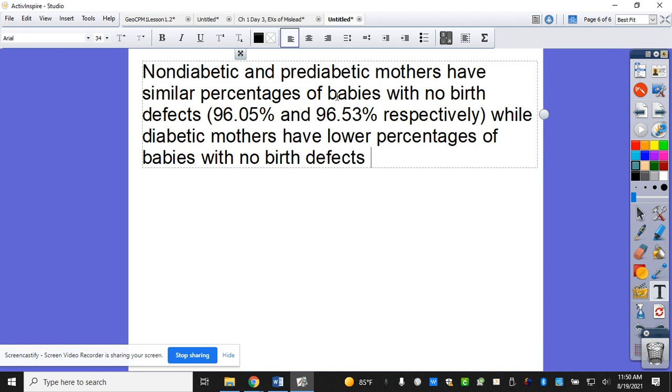And I could probably get by without saying, while diabetic mothers have lower percentages of babies with no birth defects, then I kind of would say then non-diabetic and pre-diabetic, but we just said that. Okay, and then tell me what to finish. You said 80 point.